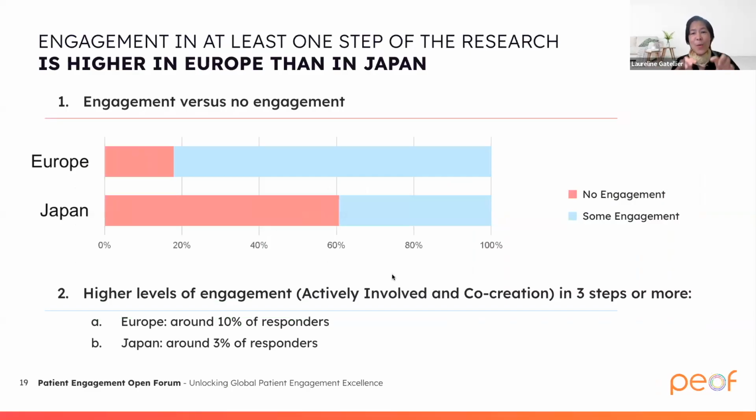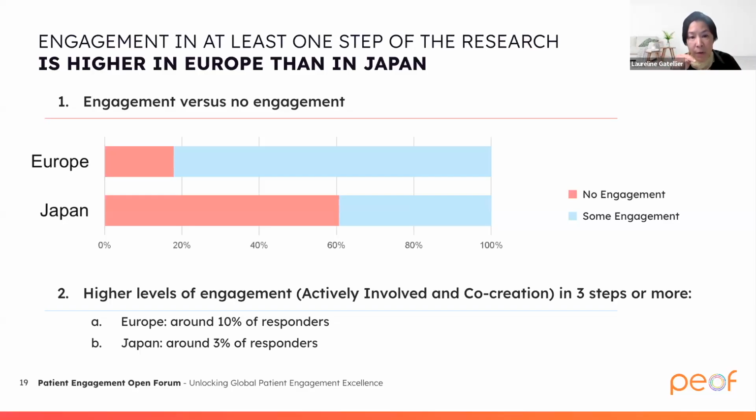And the next one is another point of view of the result. It shows in how many steps one PI, principal investigator, involved a patient advocate. You see in Europe, in the upper part, engagement versus no engagement. In blue, you have some engagement, which was 80% for the researchers, while in Japan it was half, 40% of the researchers. So the number of physicians that included patients was much lower in Japan than in Europe.